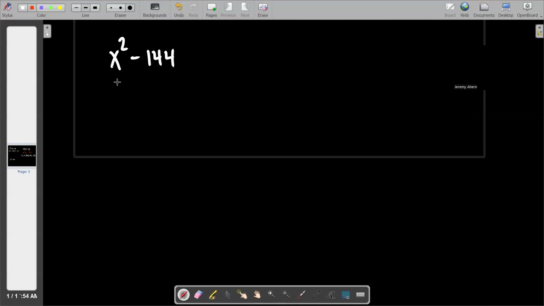So the square root of x squared is x, the square root of 144 is 12, and that is a minus sign. So we are good to proceed. No trial and error. It's just x plus 12, x minus 12, done. Any questions on the top row?